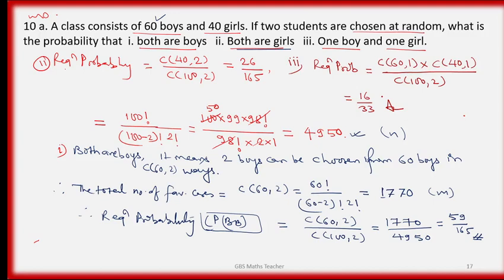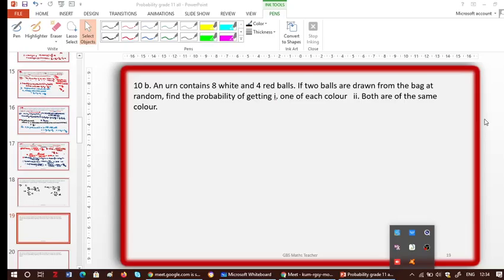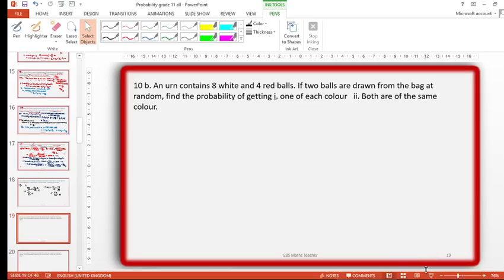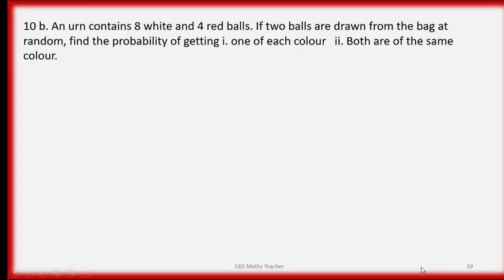So, yes. Next question is solution. The question: a bag contains 8 white balls and 4 red balls. 2 balls are drawn from the bag at random. Find the probability: one of each color, and both are the same color.